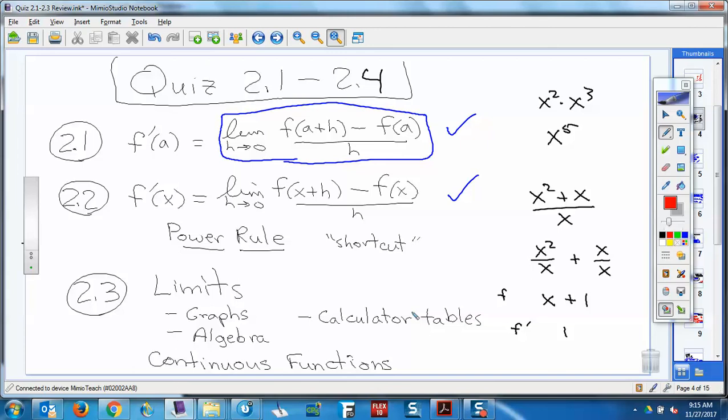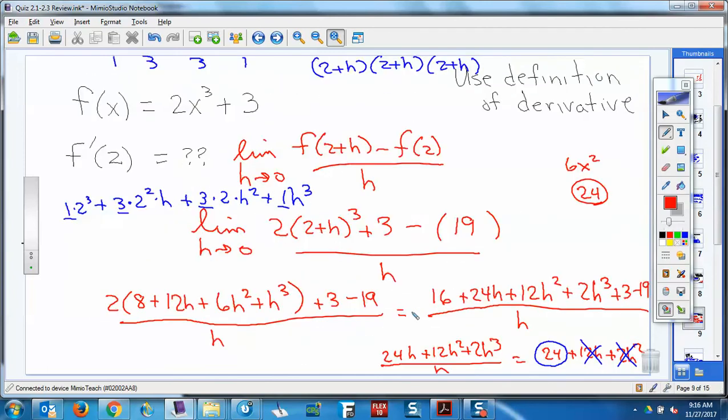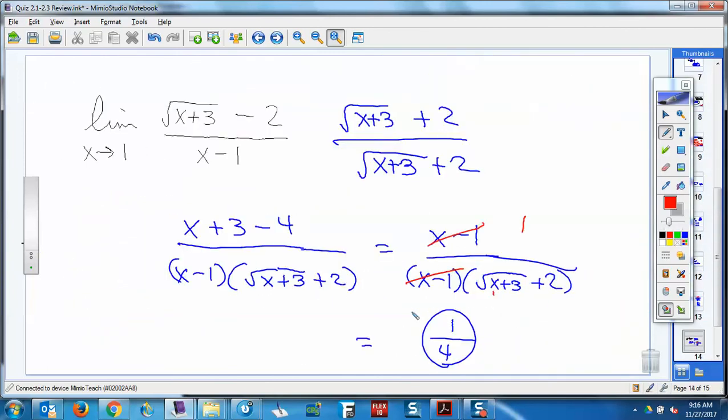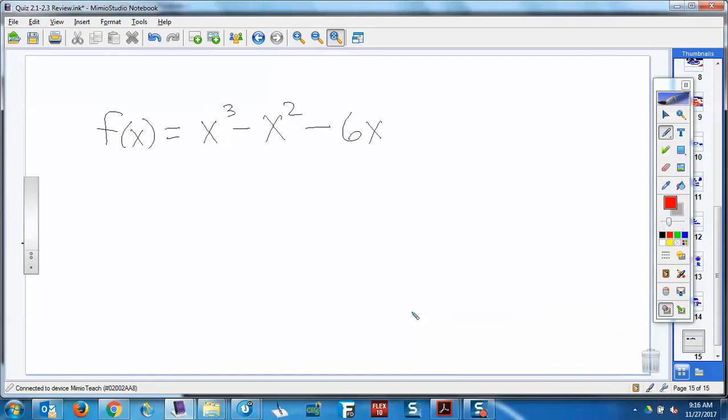Okay, now again, any limit we can do with a calculator table or algebra could be one of those special limits that are like this, that we set up with the derivative, or it could be just a plain old limit problem that we can do with algebra or we can do with the table. Okay, and then the last thing was this idea of max and min. So let's throw this problem up here.